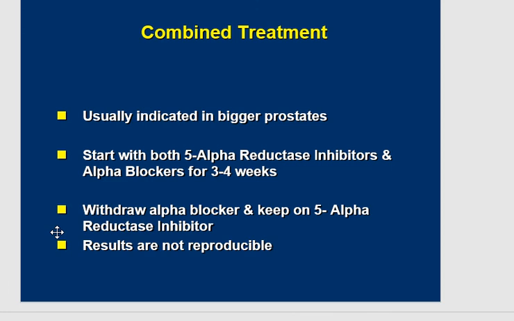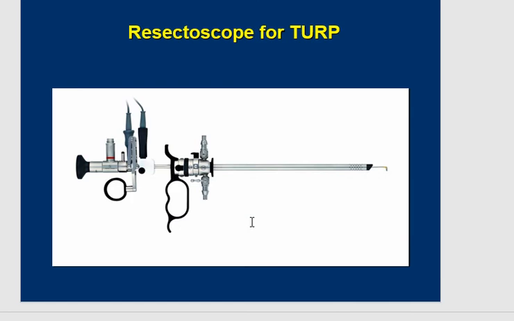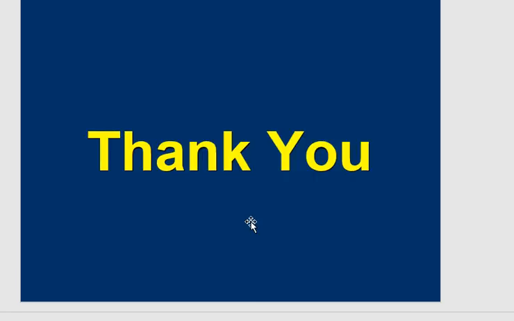Combined treatment is usually indicated in bigger prostate. We start with 5 alpha reductase inhibitors and alpha blockers for 3 to 4 weeks. Then we withdraw the alpha blocker and keep on with the 5 alpha reductase inhibitors. And this is the instrument, the resectoscope, which is used for doing transurethral resection of the prostate, which is the gold standard. Thank you very much.